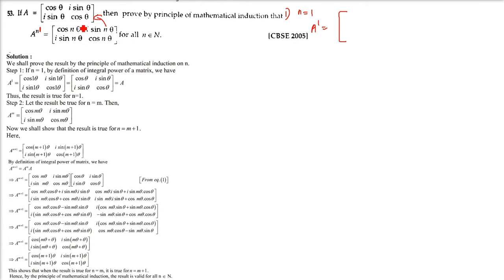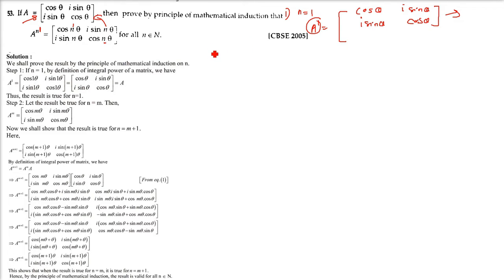Cos n theta, that is cos theta. n I'm putting as 1. Then I sin 1, so I sin theta. Then we have I sin theta. Then cos theta. So for n equals 1, you got the correct one. Okay, so for n equals 1, you got the correct option.